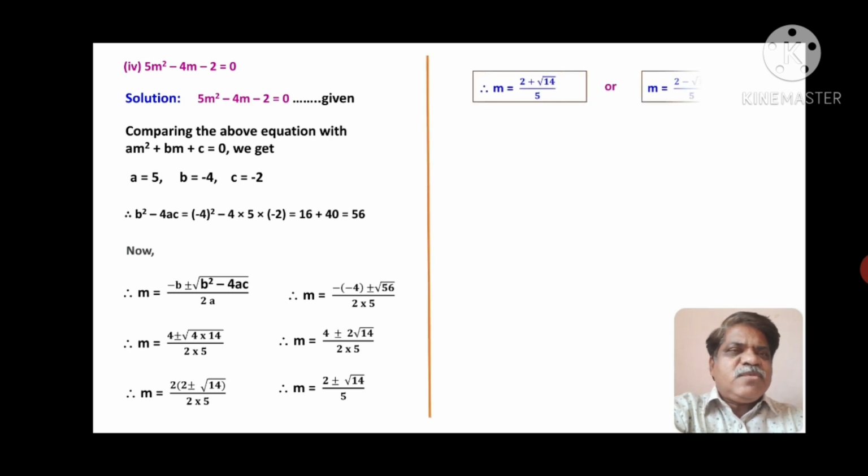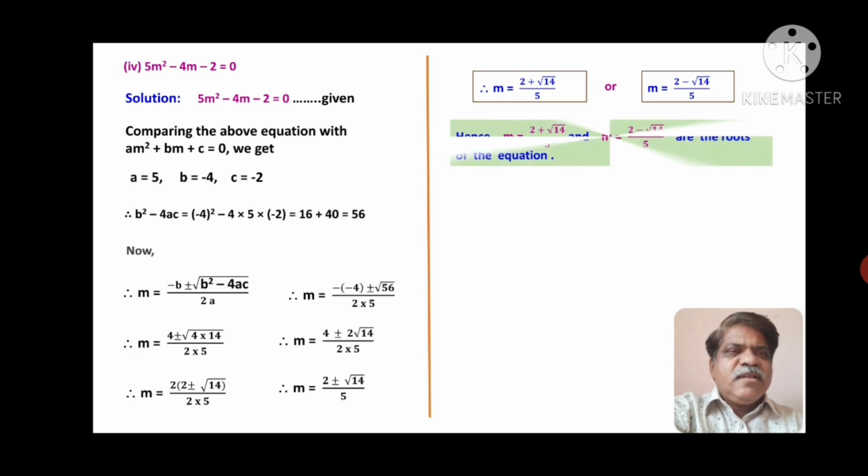Therefore, m is equal to 2 plus root 14 upon 5 or m is equal to 2 minus root 14 upon 5. Hence, m is equal to 2 plus root of 14 upon 5 and m is equal to 2 minus root of 14 upon 5 are the roots of the given quadratic equation.